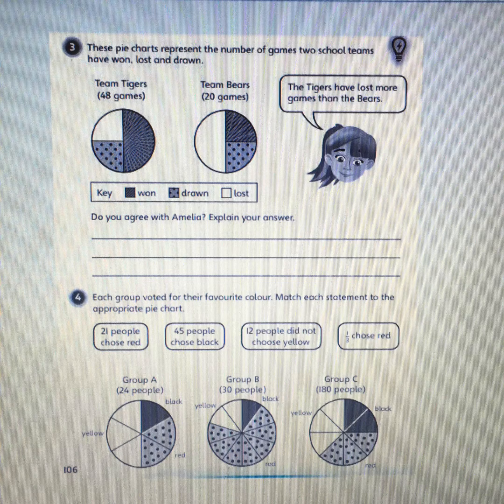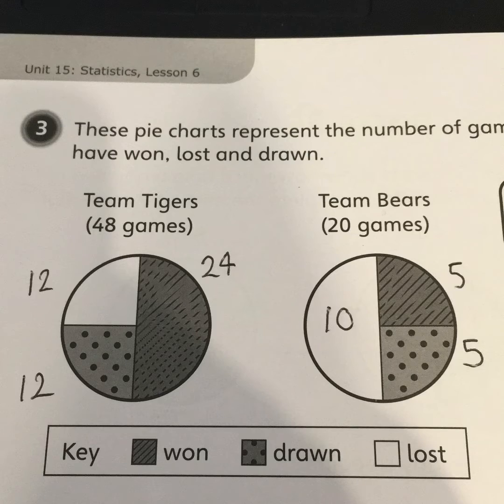Right then, second lot. So this is question 3 and question 4. Have a go. Okay then, answer time. So for question 3, Amelia thinks that the Tigers lost more games than the Bears. Well, if you look at the pie charts first of all, you can see that any games they lost is the white section. So first of all, just by looking at it, I would say that the Bears have lost more games. So I'd say Amelia's wrong.